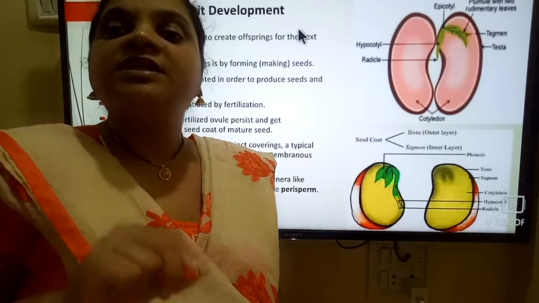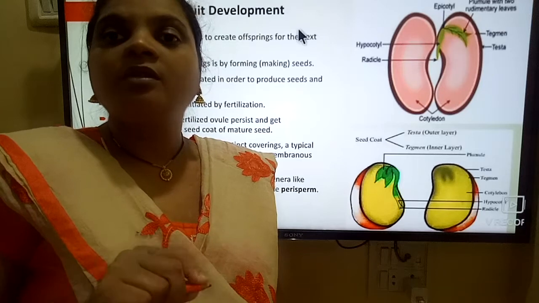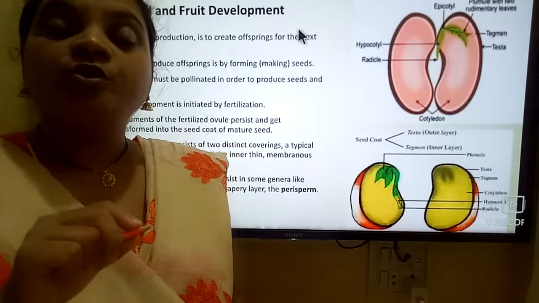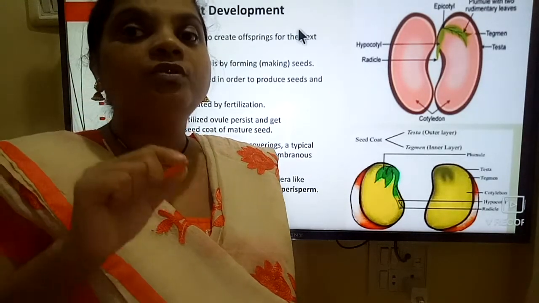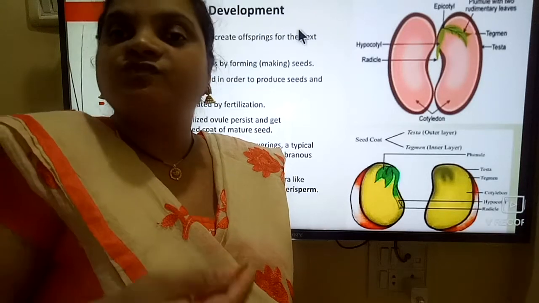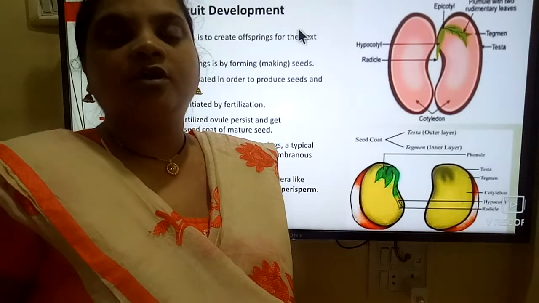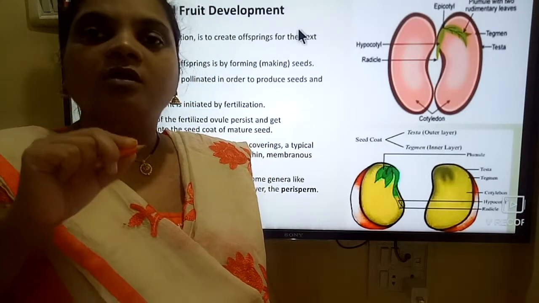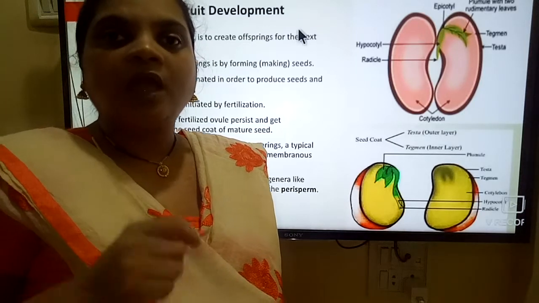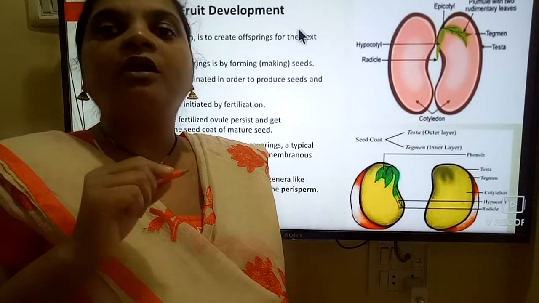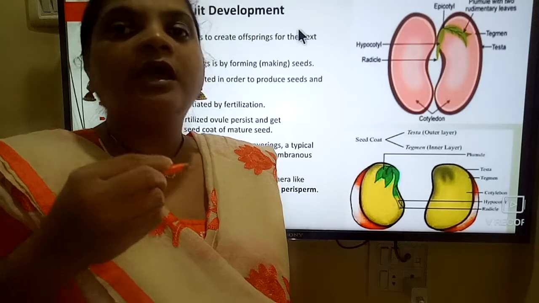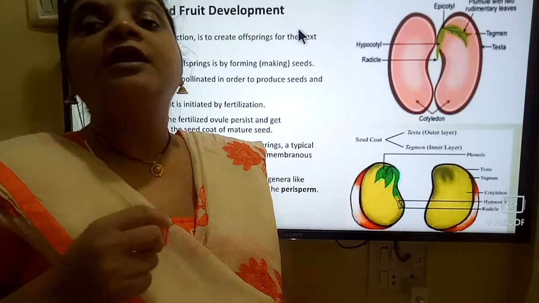During seed development, the integument persists. The integument is a part of the ovule which persists and transforms into the seed coat, and that seed coat consists of two layers, an outer layer and an inner layer. The outer layer is called the testa and the inner layer is called the tegmen.